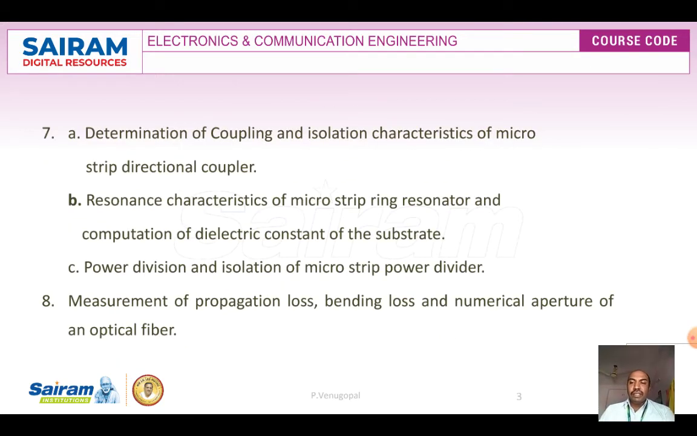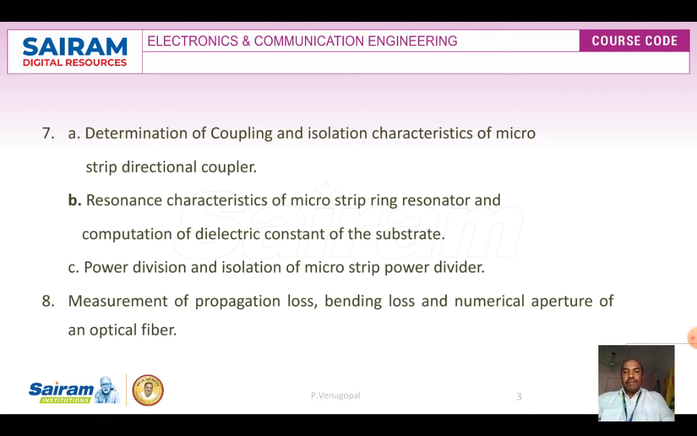The seventh one: 7A is determination of the coupling and isolation characteristics of a microstrip directional coupler, and 7B is the ring resonator, to find the resonant characteristics as well as the dielectric constant of the substrate, and 7C is the power divider. Here you are going to find the power division and isolation of the microstrip power divider, and the eighth experiment is propagation loss, numerical aperture and bending loss of the optical fiber.